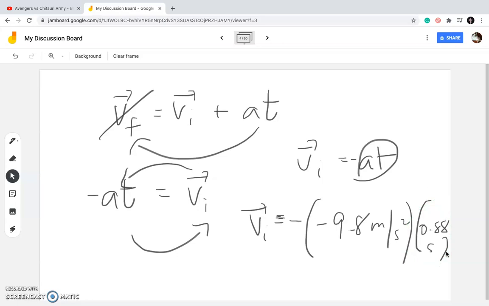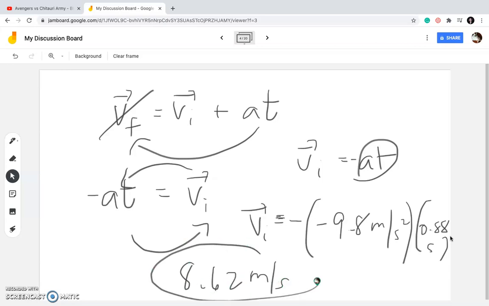Now if you do the math, take note, negative times negative is positive, times positive. So the final answer here should be positive. The final answer is 8.62 meters per second. That's velocity, right? You're going to cancel this, and then one more s because this is raised to the second power. So the unit is meters per second.